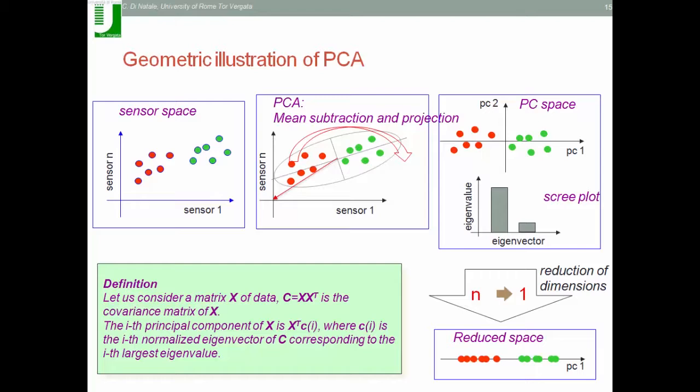And in doing this, what do we lose? We lose just the information carried by the lowest principal components. Okay? So this is basically the idea.